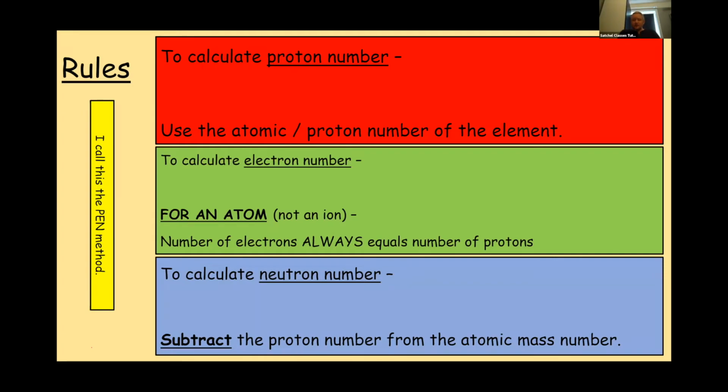To calculate the neutron number, well, actually, that's not too difficult when you think about it, because if the atomic mass number is the number of protons and neutrons, and then someone tells me the proton number, then the difference is the neutron number. So to calculate neutron number, subtract the proton number from the atomic mass number. Let's take a look at some examples.